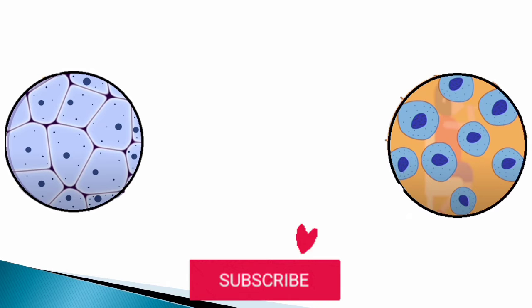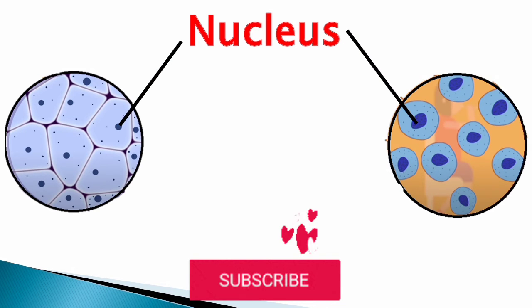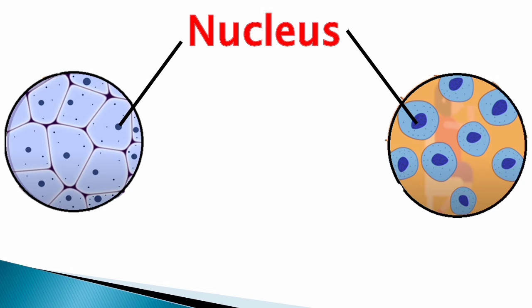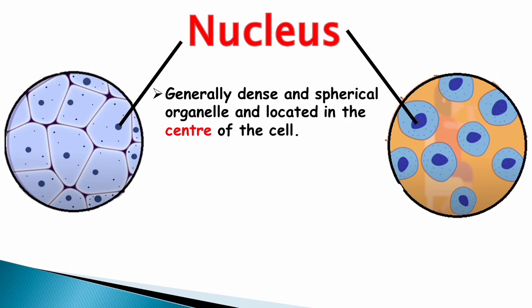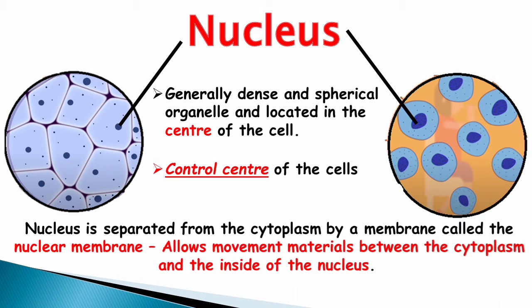The next important part of a cell is the nucleus. Nucleus is similar to the brain in our body. Nucleus is a dense spherical structure present in the center of the cell. It has a control over all the activities of the cell and hence it is known as the control center of the cell. The nucleus has a membrane or a covering over it known as the nuclear membrane which separates it from the cytoplasm of the cell. Similar to the cell membrane, nuclear membrane is also semi-permeable and it allows movement of materials between the cytoplasm and the inside of the nucleus.